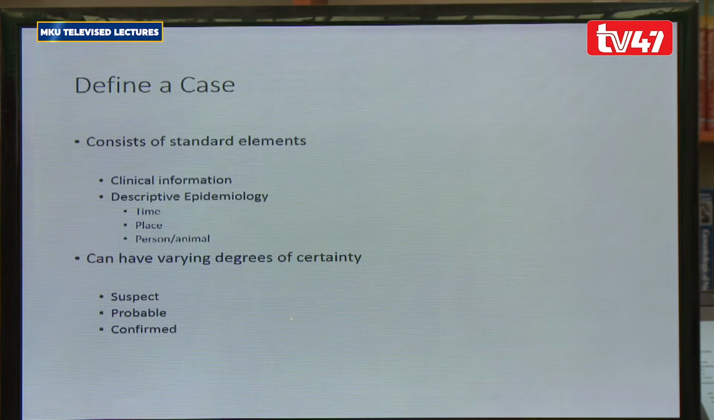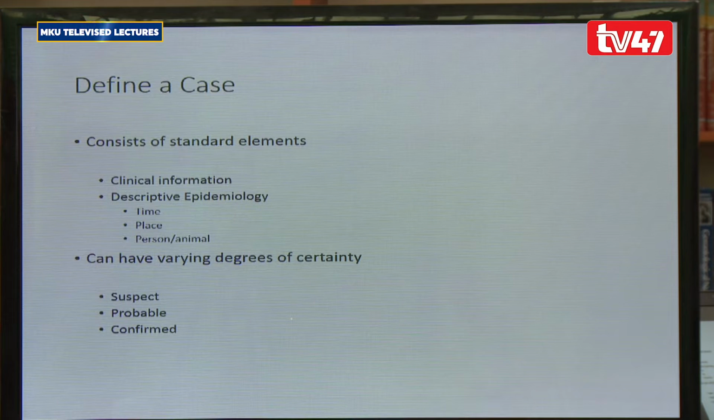For example, we can have different degrees of case definition. Like, for example, you can have a suspected case, a probable case, or a confirmed case, depending on whether or not the case has undergone some lab testing to show whether they are positive for a disease or not. And for a case, again, to be defined, it requires clinical information. We are going to see more of this in subsequent slides.